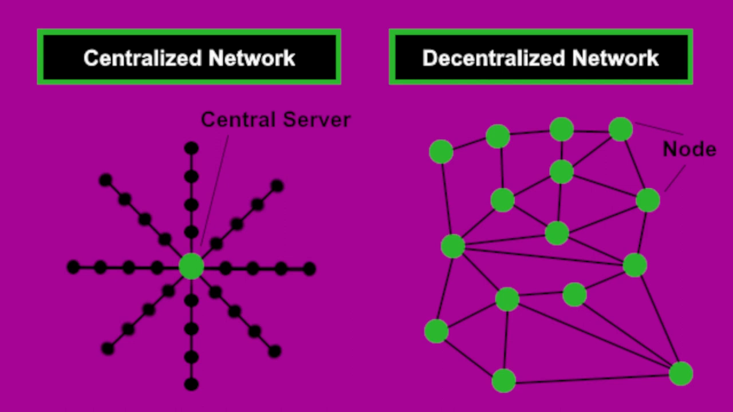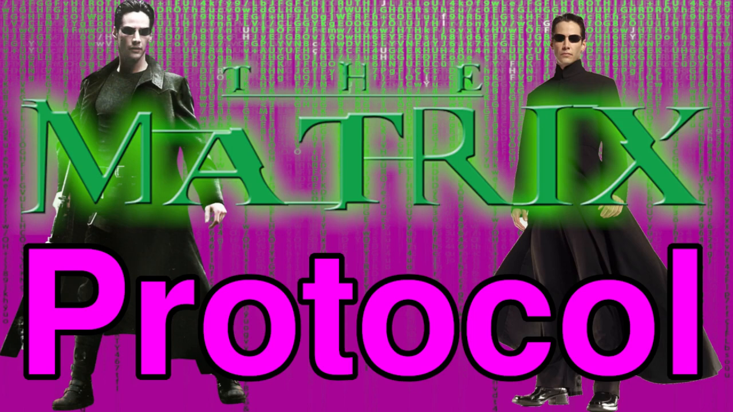Finally, decentralization means that Matrix can be more resilient than centralized platforms. With no central point of failure, the network can continue to function even if some servers are compromised or taken offline. Now that we've talked about what makes Matrix great, I can show you how to use the protocol.